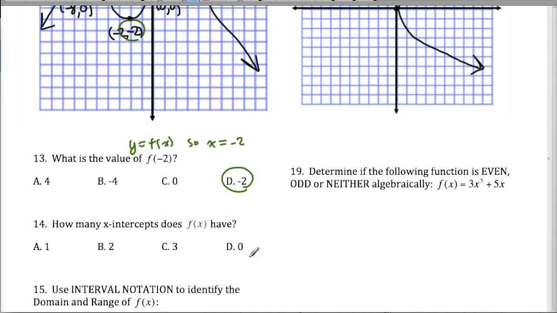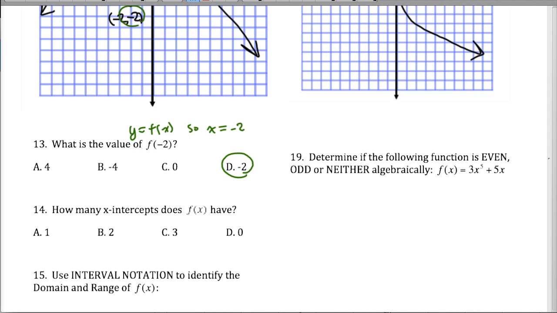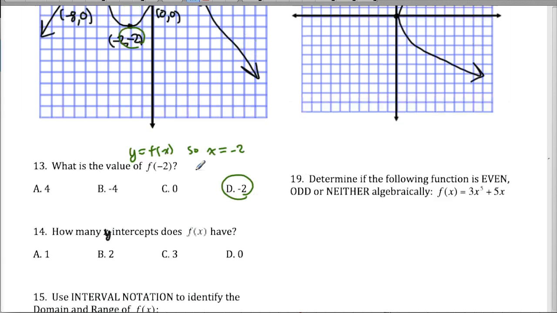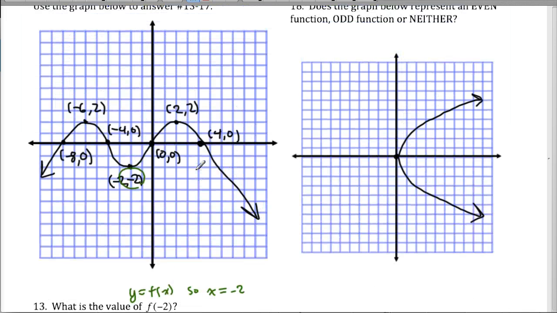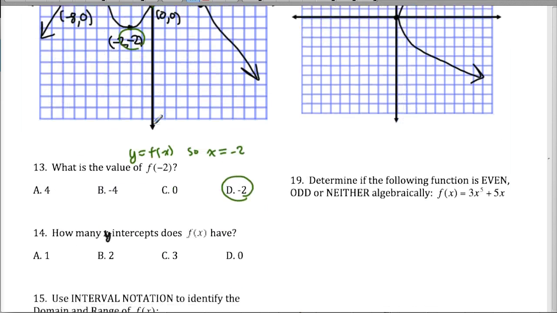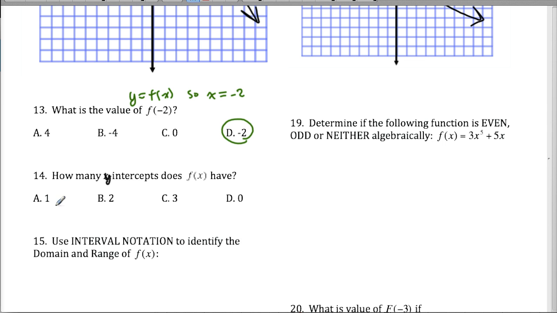The question on your test is actually how many y-intercepts, not x-intercepts. How many y-intercepts does f of x have? So y-intercepts are where the graph crosses the y-axis. And so in this picture, here's my y-axis. And so this line here, how many times does the graph cross it? Only this once. So we only have one y-intercept. So my answer there is A.